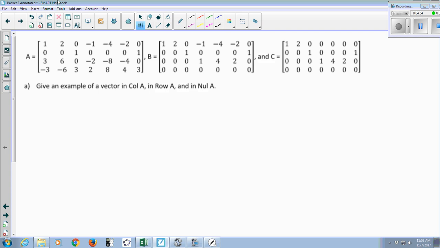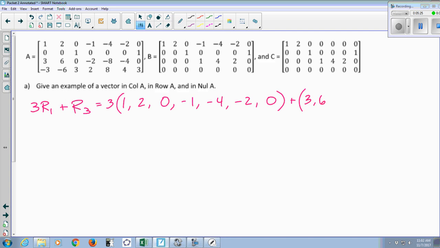So let's say I will just do 3 row 1 plus row 3. I'm making up any random linear combination of the rows of A. So that would be 3 times row 1, which is 1, 2, 0, -1, -4, -2, 0, plus row 3, which is 3, 6, 0, -2, -8, -4, 0.